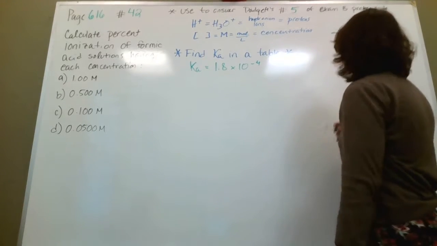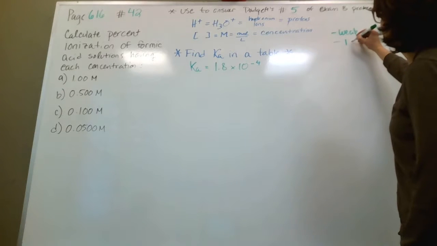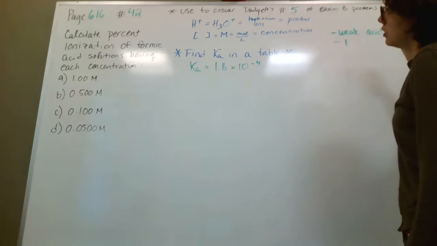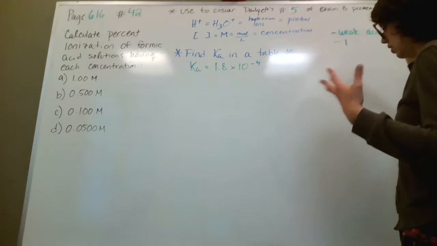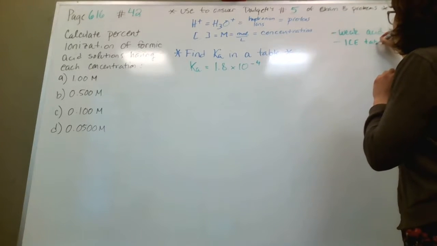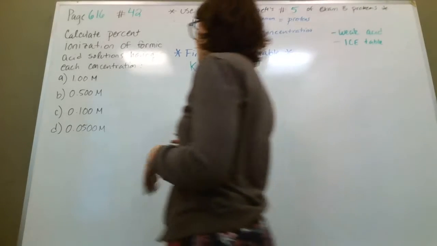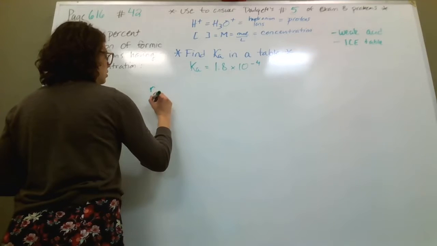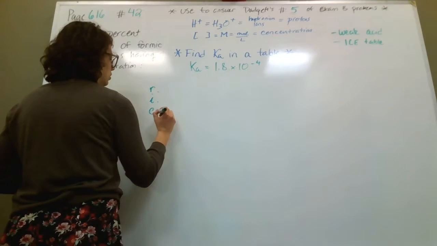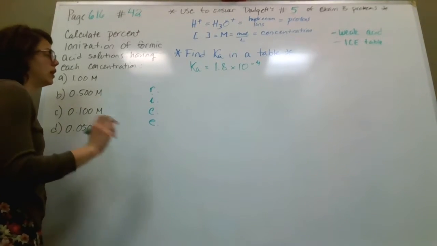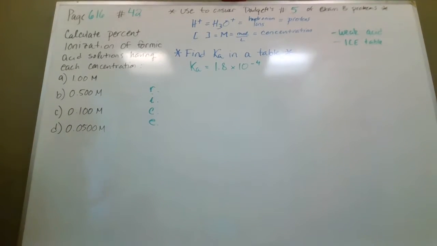Also, what's true about weak acids and weak bases is if you want to find their concentration, their pH, or percent ionization, you'll have to use an ICE table, or a RICE table. So our RICE table will look like this. R stands for reaction. So we have to write a reaction for formic acid. But we don't know what formic acid looks like, so what should we do?